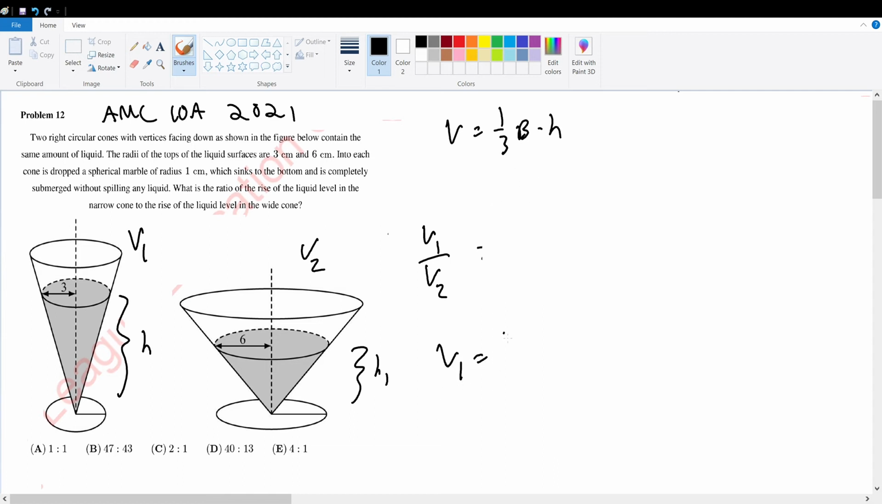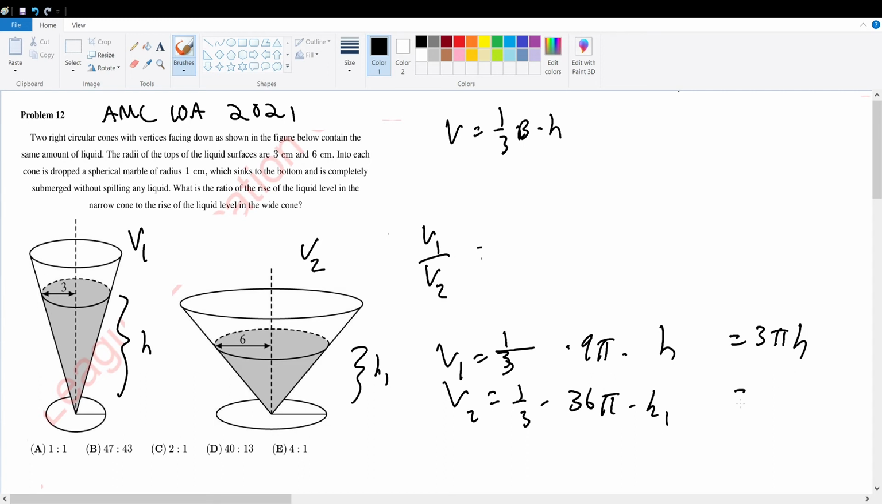V1 will be equal to 1/3 times its base, which is base area, which is pi r squared, so 9 pi, times its height, which is h, and then V2 will have 1/3 times its base area, which is 36 pi, times its height, which is h1. Simplify, we get 3 pi h. Simplify, we get 12 pi h1.